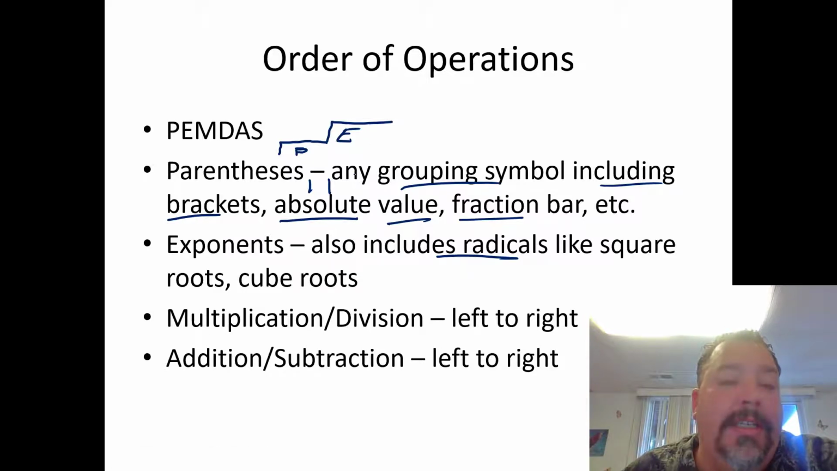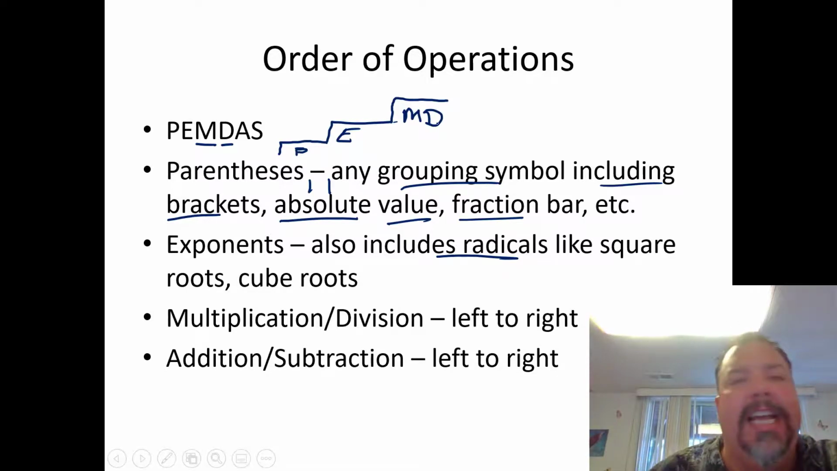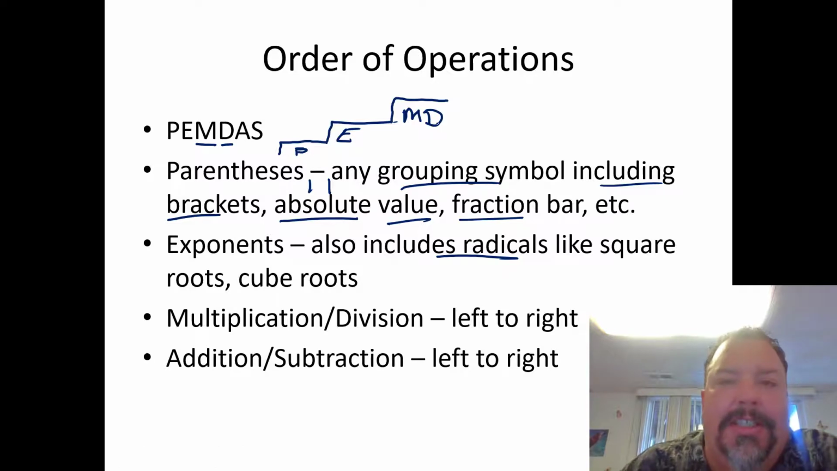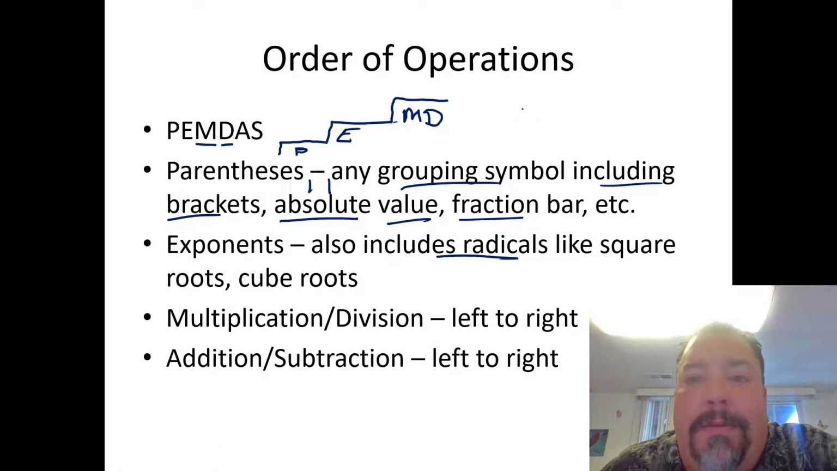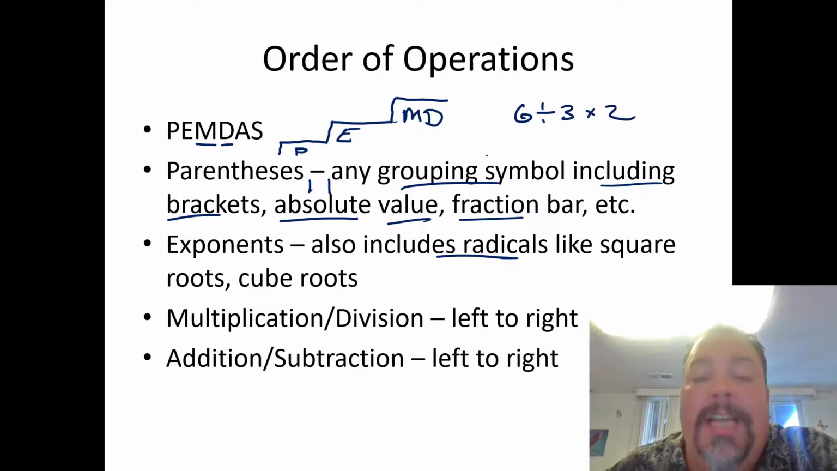So exponents come second, and then we get to the third step. The third step is kind of misleading because we read this as M and then D, but the M and the D happen at the same time. We do multiplication and division at the same time as you go left to right. So, for example, if I had a problem like 6 divided by 3, and then times 2, this is how we do it. Even though the M comes before the D, they happen at the same time as you go left to right.